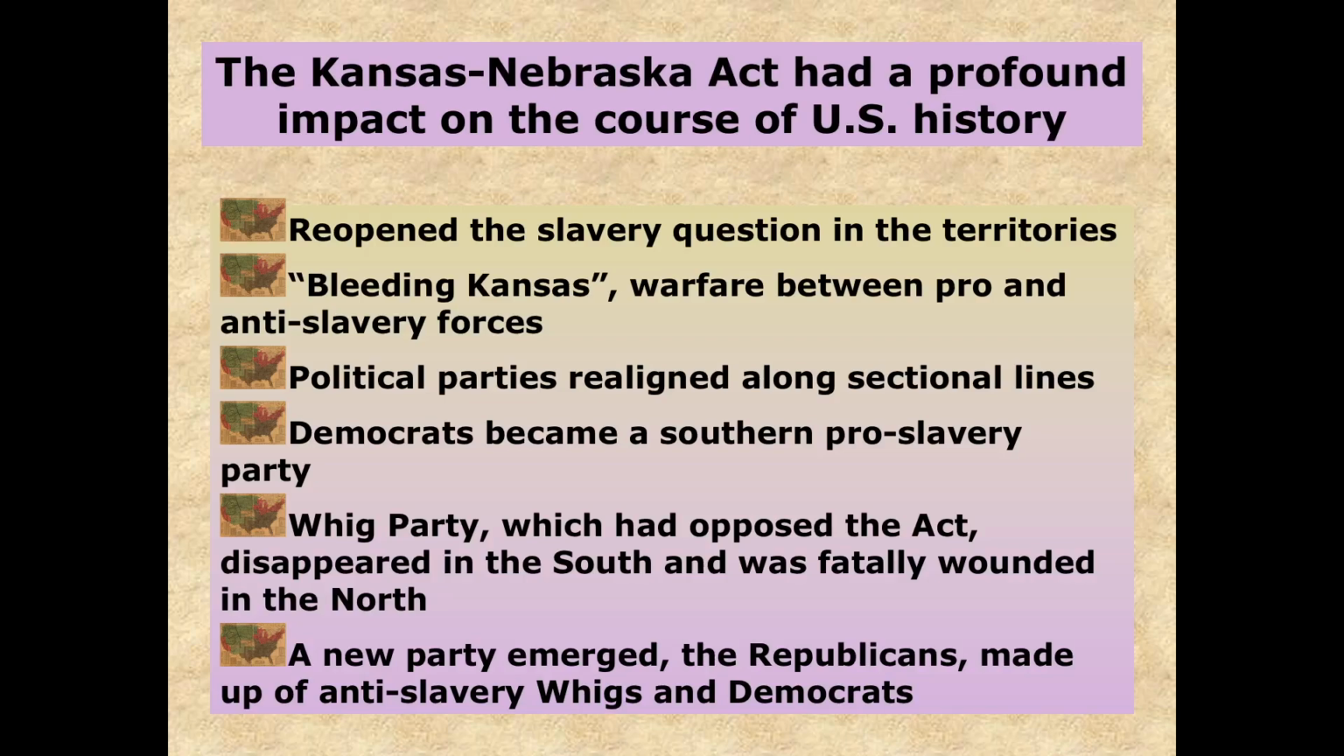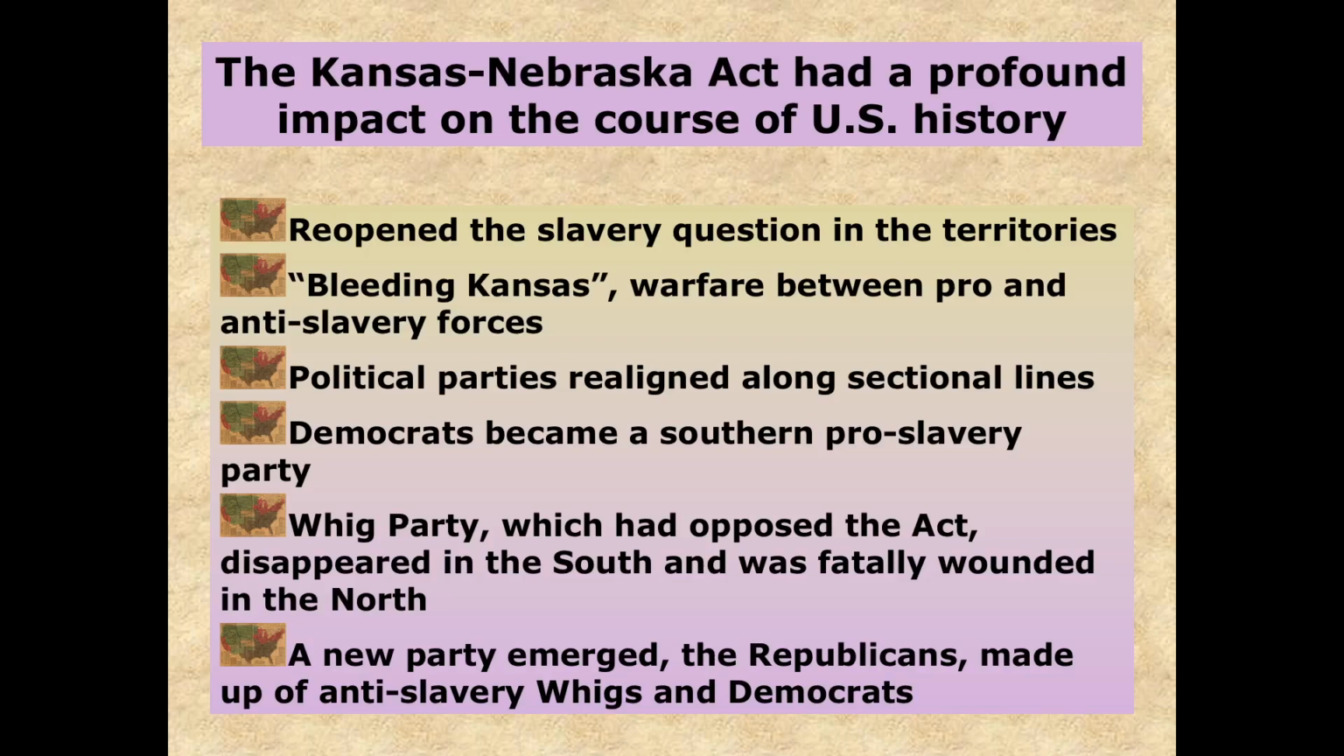Political parties over this issue of the Kansas-Nebraska Act are going to realign along sectional lines. Remember how I was saying that last time, guys, with the presidential election? We would start to see that occur slowly but surely. Yeah, this is why. Okay?